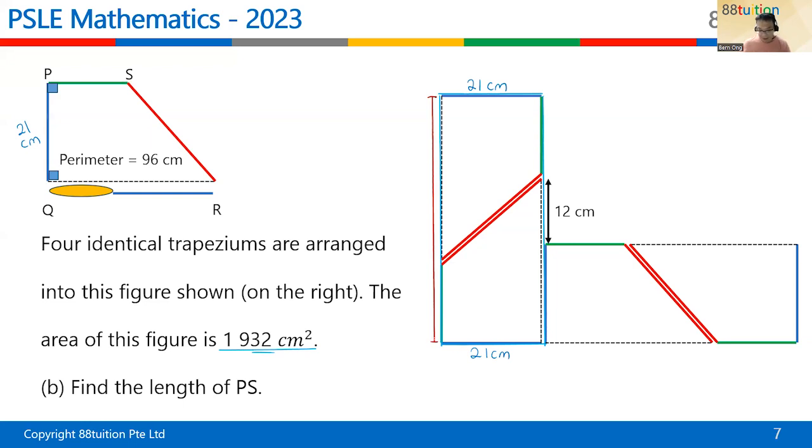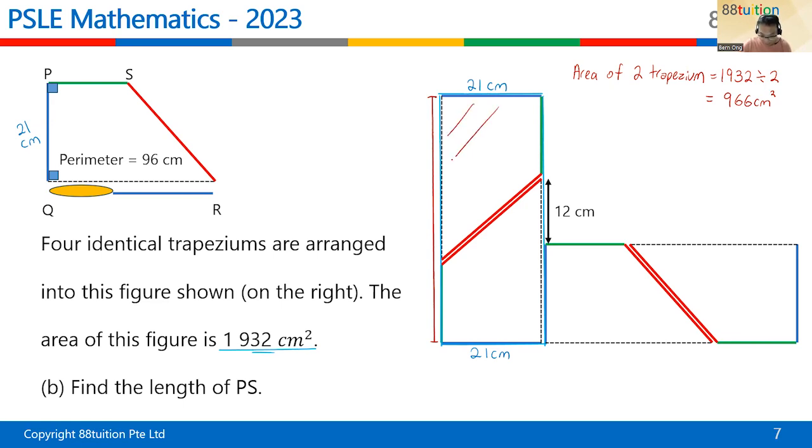All right. So instead of taking 1932 divided by 4 to find 1 trapezium, can I purposely find the area of 2 trapezium? Can I do it? Of course I can. Since the area of 4 trapezium is 1932, the area of 2 trapeziums, you divide by 2. If you divide by 4, it will give you the area of 1 trapezium. But if you divide by 2, it will give you the area of 2 trapezium. And this is in cm squared. So the area of 2 trapezium is 966 cm squared.